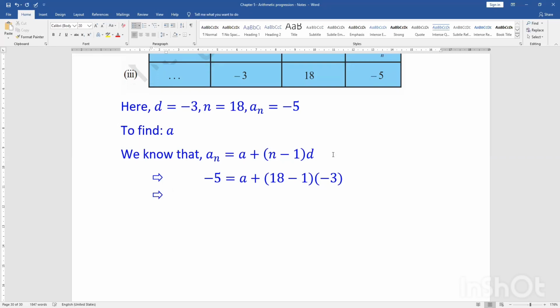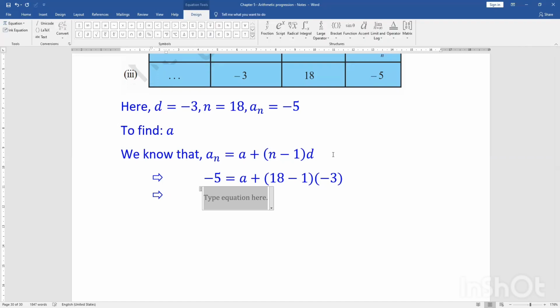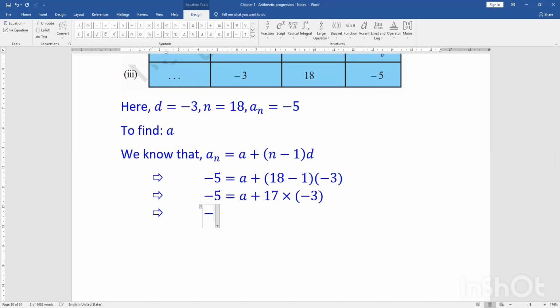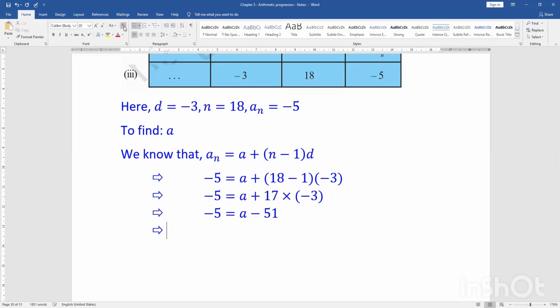So what will happen in the next step? Now -5 will be as it is, equals A plus 18 minus 1 into -3. So what is 18 minus 1? It is 17, correct? Then we have -5 equals A plus 17 into -3, which is -51. So -51, I write like that.